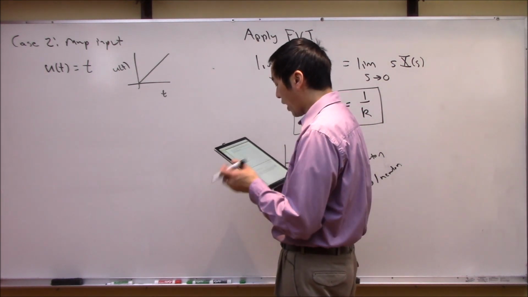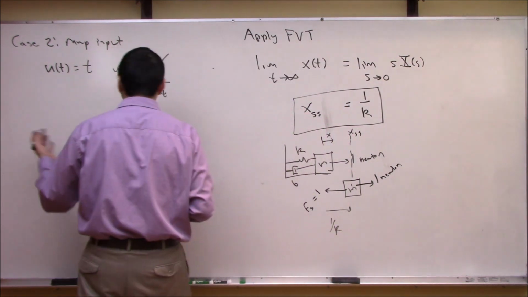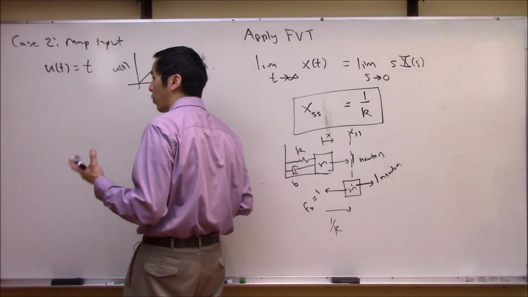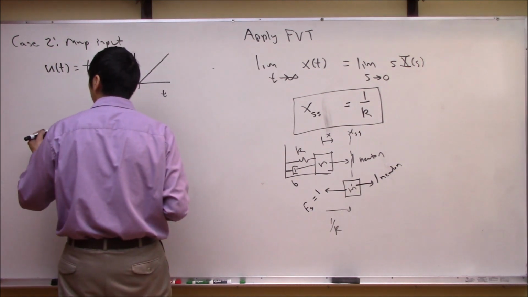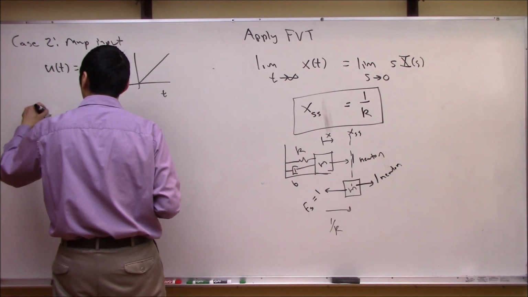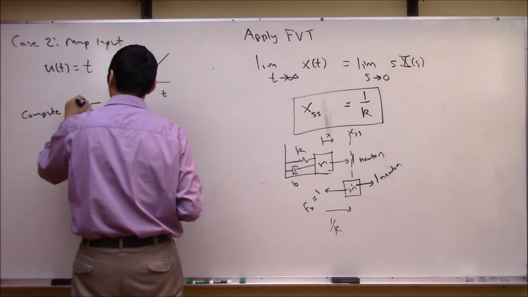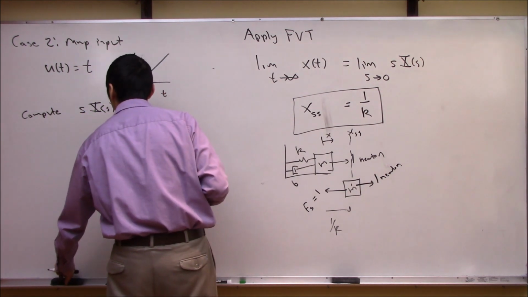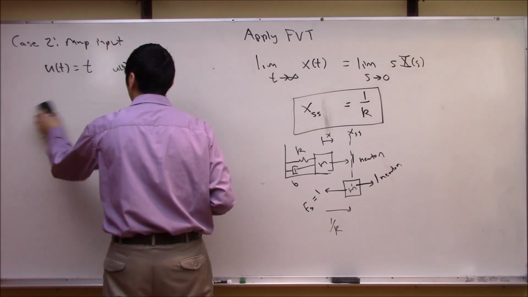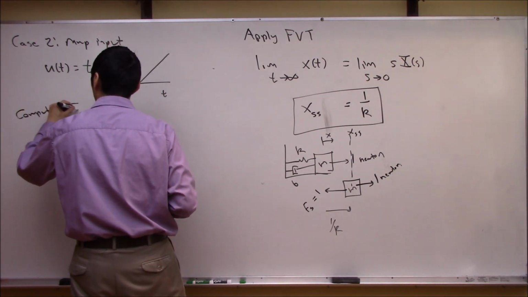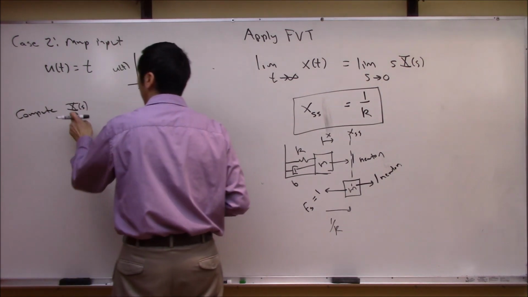We just start pulling or pushing on it harder and harder and harder. Now let's go through our steps to see if we can find out where the final value, or the resting place of this block, is going to be. What we need to do is compute the quantity s times x of s. Actually, let's back up one step. We have to compute x of s first, so I have to get that.